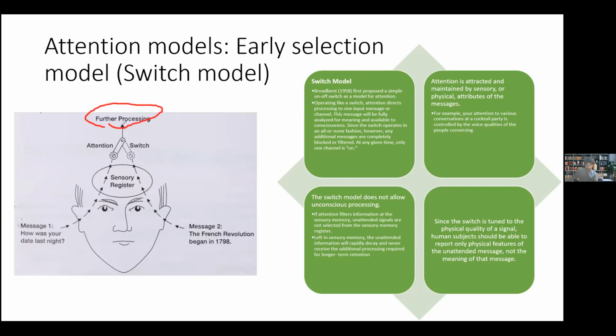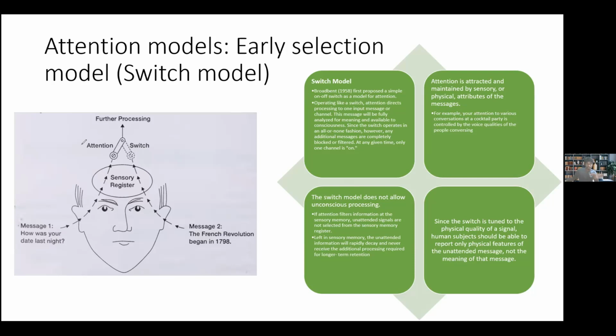The processing happens here, but before processing it, you only know whether the stream of information is loud, or of high pitch or low pitch, whether the volume is low or high. But you don't know anything about the meaning. Only when you pay close attention to it, you'll be able to process it. So attention here is based on the physical attributes of the messages. It is not about the meaning, but about the physical attributes of messages.